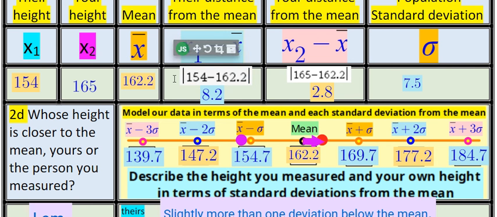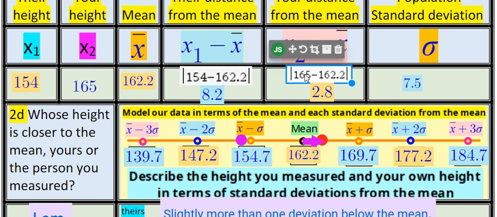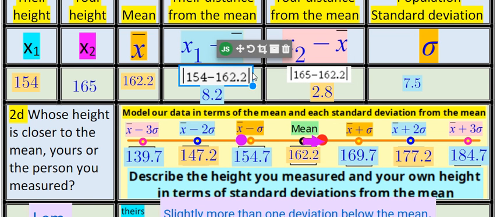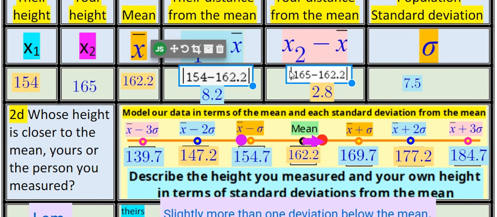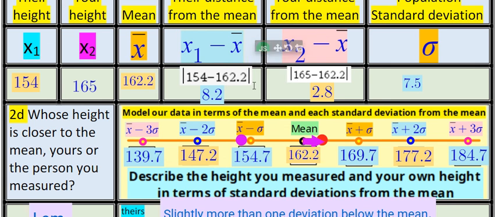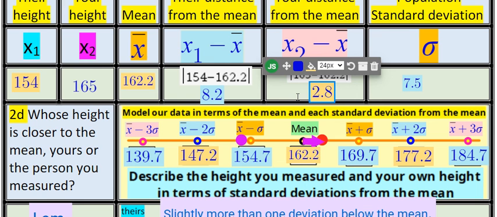Now, the one last thing I want to remind you about is when you actually calculated the distance from your data points, the distance from the person you measured and the distance that you measured yourself, make sure I put absolute value in my calculator to get these values. ABS, absolute value, because I don't want these numbers to be negative. Remember, a distance between 2 points can never be negative because it's a distance. The smallest distance you can ever have is 0.